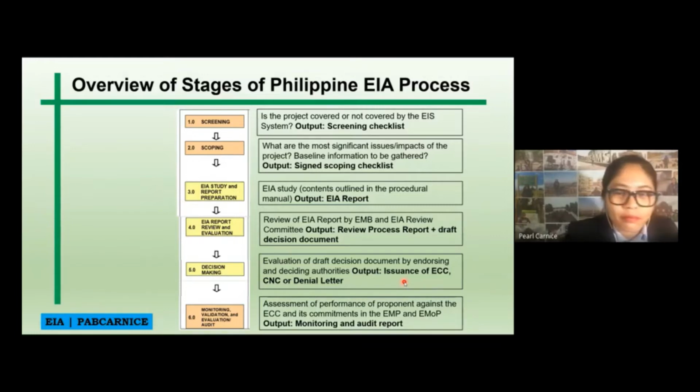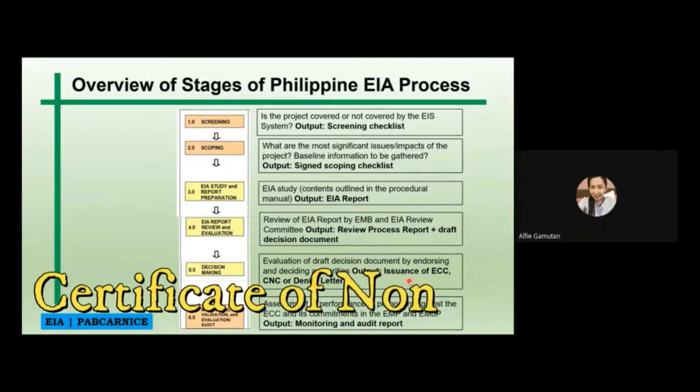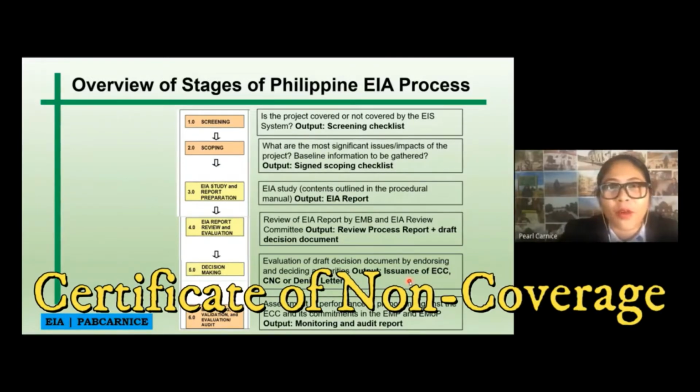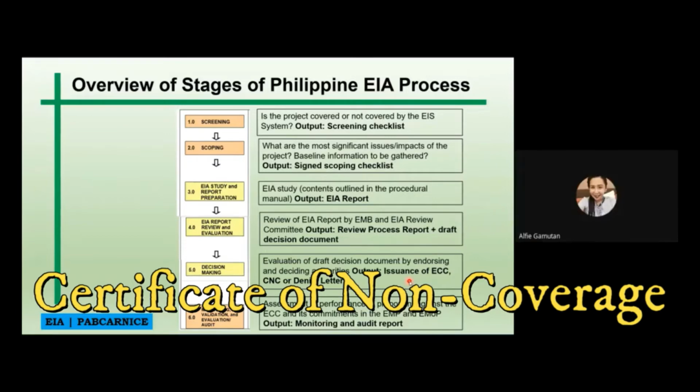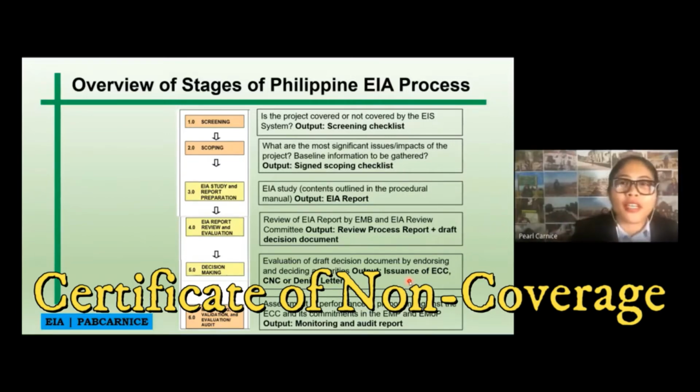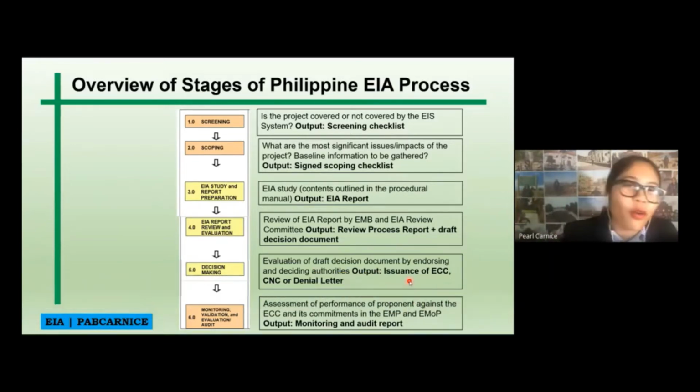CNC is, oh my gosh, I forgot. CNC is a certificate of non-coverage, or a denial letter. Am I right? There is actually another letter given by DENR that would say that the project is not covered, or it's under category D. I think it's part of my slides later, but since CNC is a certificate of non-coverage or the denial letter, I think that's it.